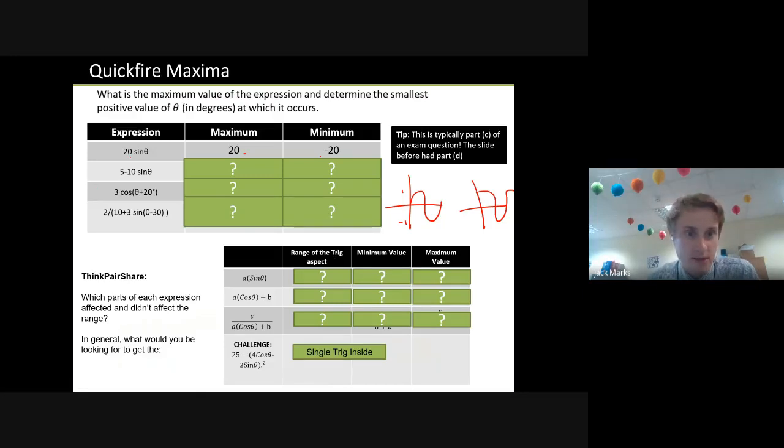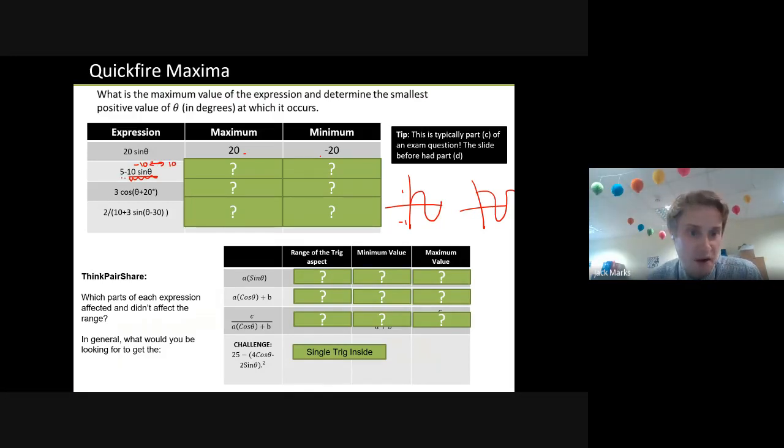Now, it's not always on its own. Sometimes something's being done to it. So look, 10 sine theta. Well, 10 sine theta goes between 10 and -10. So this part here, you could think of this as being anywhere between -10 and 10.